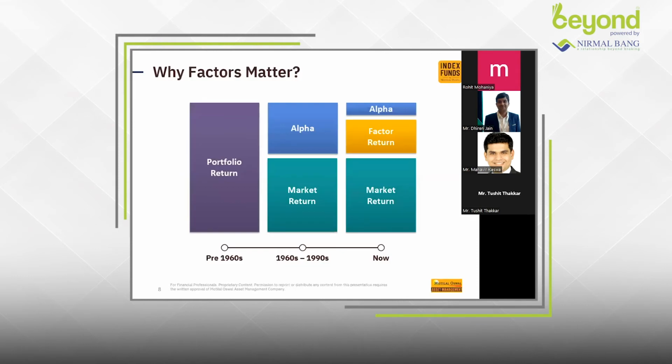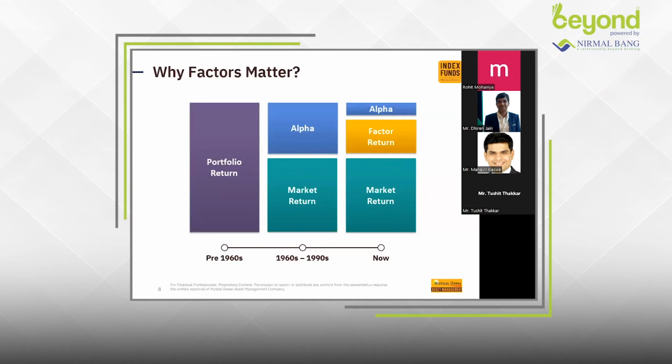So if we go back to the history, initially when we looked at portfolio performance, we never even had a benchmark, like long back in the 1960s. Whatever return was given by the stock market used to be the return for us. But then when we started comparing with a benchmark, we realized that there is one concept called market return, which is a benchmark, like Nifty 500, Nifty 50. And then anything in excess of that is an alpha that you generate.